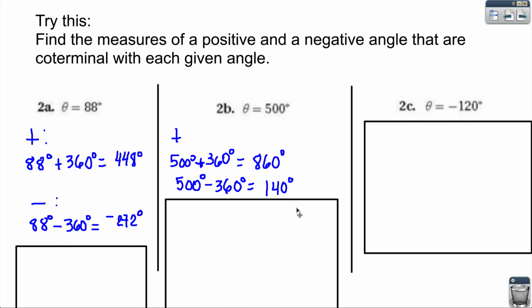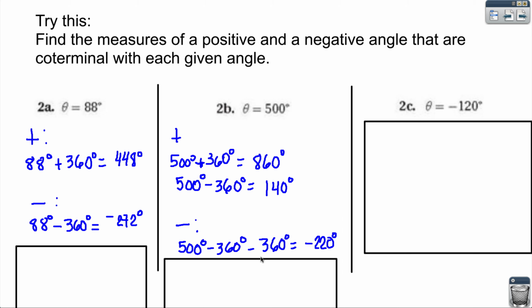Yes, it is. Because remember, to find a positive measure means to end up with a positive measurement over here, and it doesn't matter if you're adding or subtracting 360. And to get a negative measurement, as you can tell, subtracting a single 360-degree measure is not enough, so you will need to subtract one more time, and that will produce one of the many possible answers.